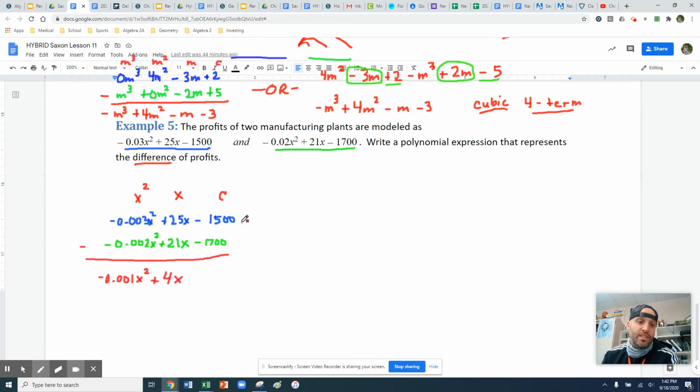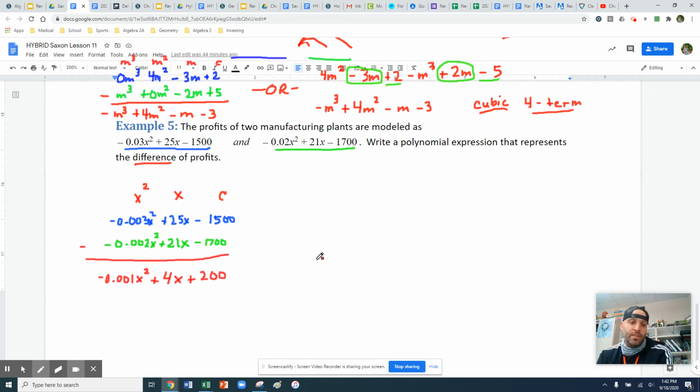And lastly, we're doing that subtract a negative again, so we got a -15. Don't worry about the zeros, just think -15 minus -17 is like -15 plus 17, which brings me out of the negatives to plus 200. So there's our difference in profits. We've got a negative 1/1000th x squared plus 4x plus 200.